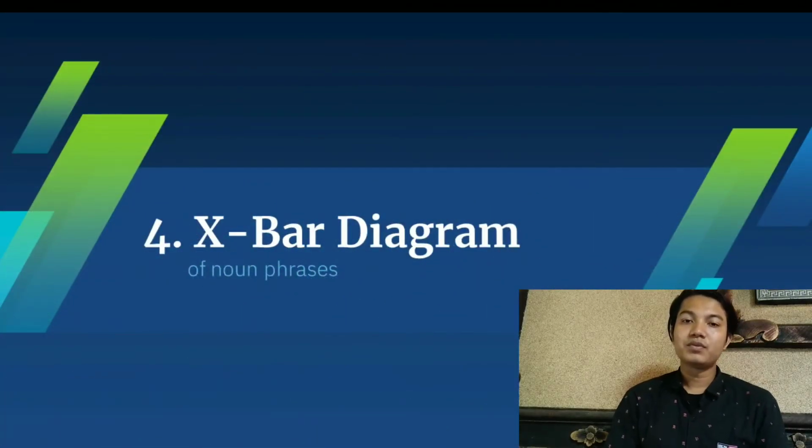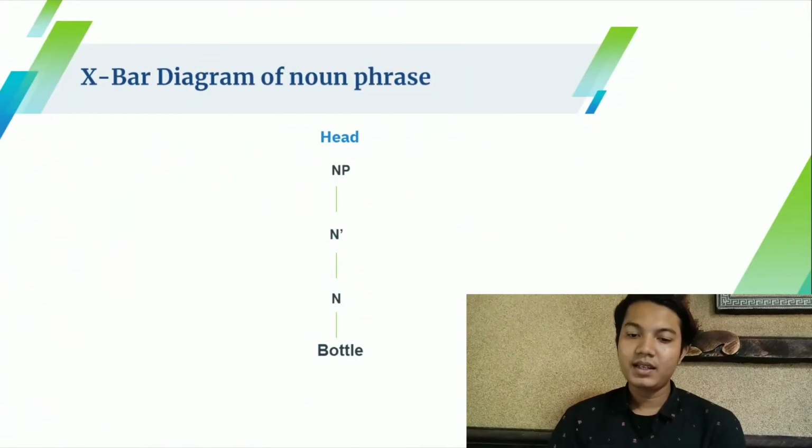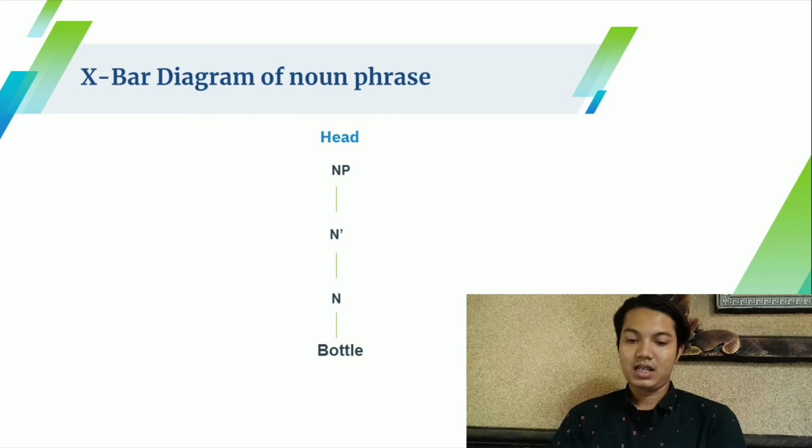Now let's move to the last part. The last part is about X-bar theory. We discuss X-bar theory with its component of noun phrase. Here we have a phrase that only consists of head. So the X-bar diagram of it becomes noun phrase, produce a noun bar, and then directly to noun.